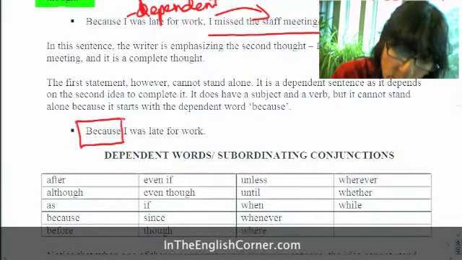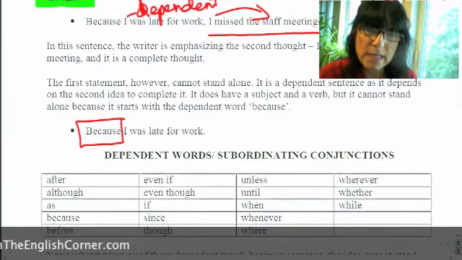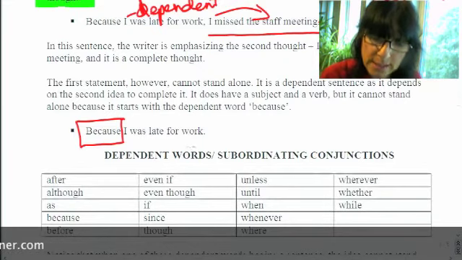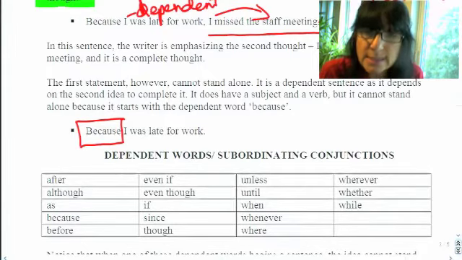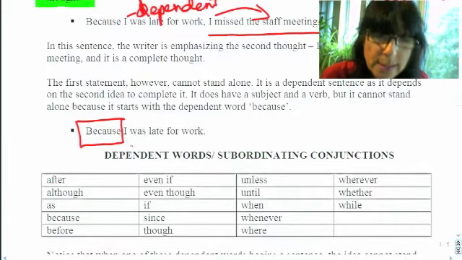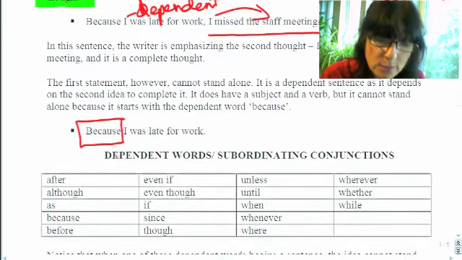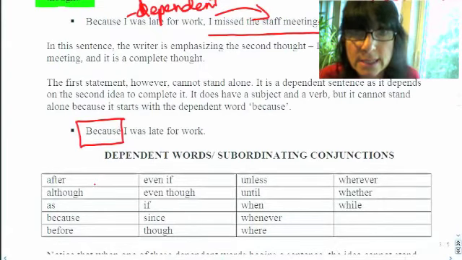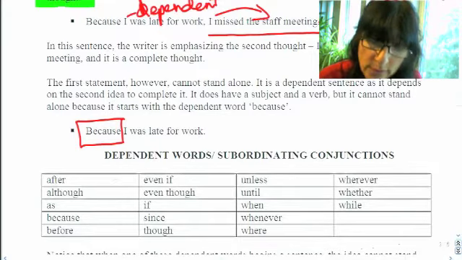So when you start a sentence with one of these dependent words such as because, it's not going to be complete. Now you might say because I was late for work has a subject and it has a verb, and any sentence that has a subject and a verb is complete. Normally that's true. I is the subject and was is the verb. But as soon as it starts with a dependent word like because or since he was late, it's no longer complete and you have to join it to another thought.